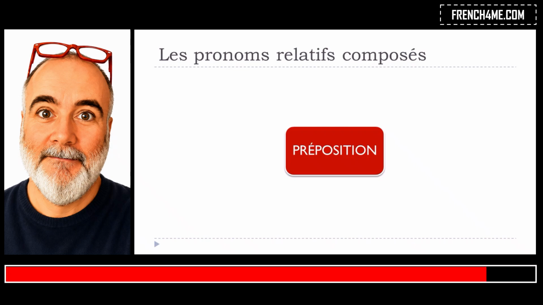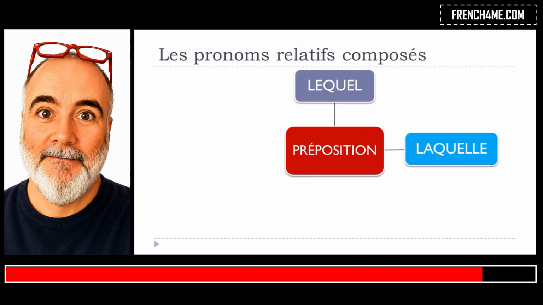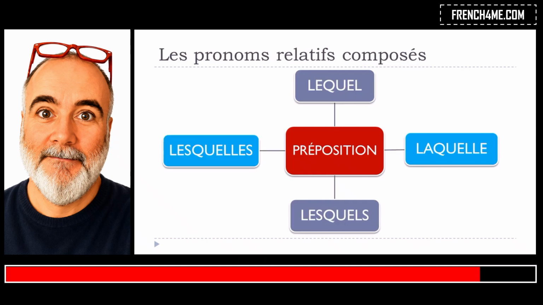Normally if you want to use these pronouns, you can combine them with prepositions, so it's not a problem. You will put your preposition, and after that you will put lequel, laquelle, the plural form lesquels, and the feminine plural form lesquelles. It's quite simple. You just put your preposition, and after that you put your pronouns.